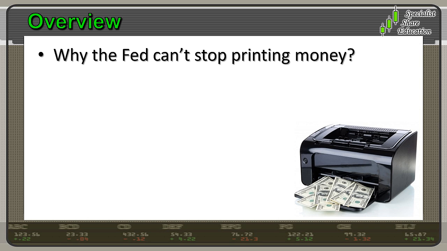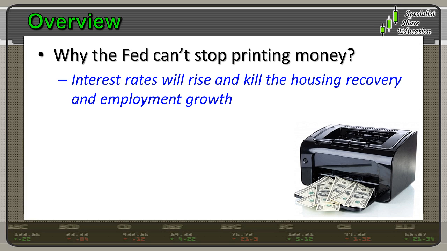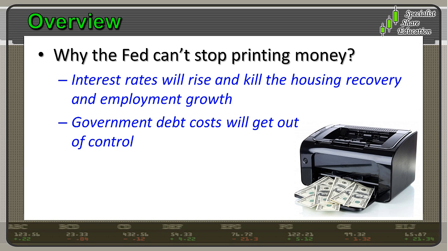Now, the other way of looking at this, of course, is why the Fed can't stop printing money. And there's some very important fundamental reasons why that's the case. The first one is that interest rates are going to rise, and that'll kill the housing recovery, and it'll also get in the way of getting the unemployment situation down as well. So that's one key reason that the Fed, I don't believe, can move. The second one is that if interest rates rise, then government debt costs will get out of control. So the Fed's not going to let that happen either.